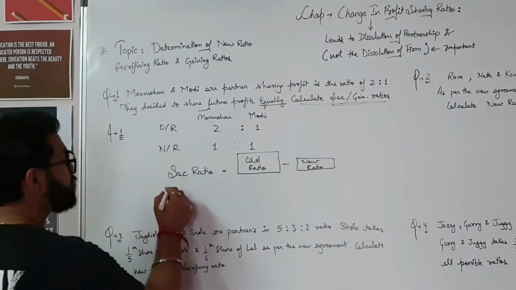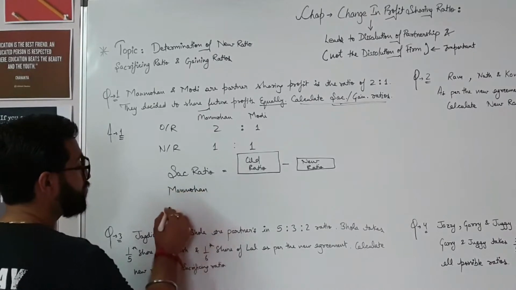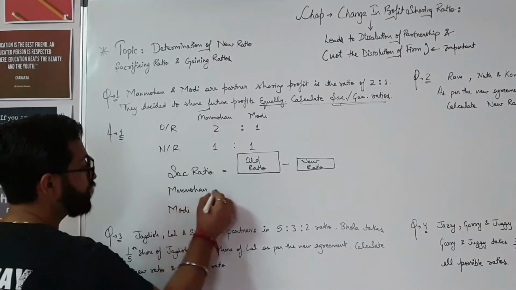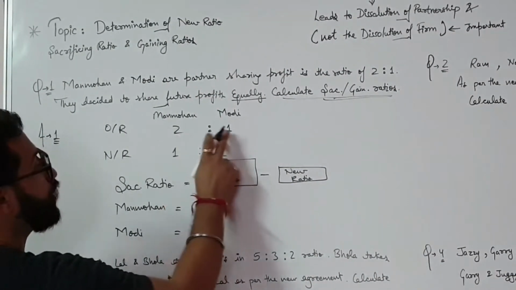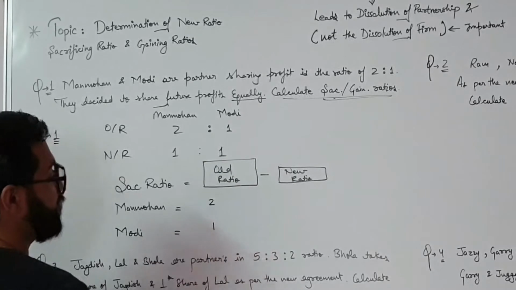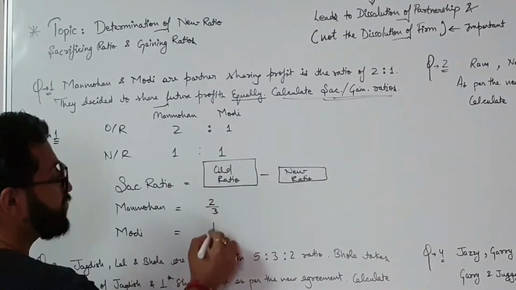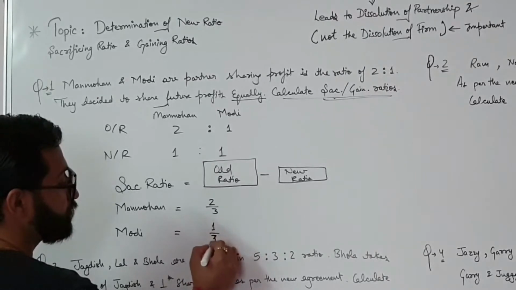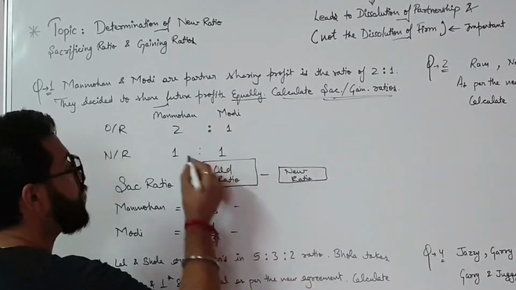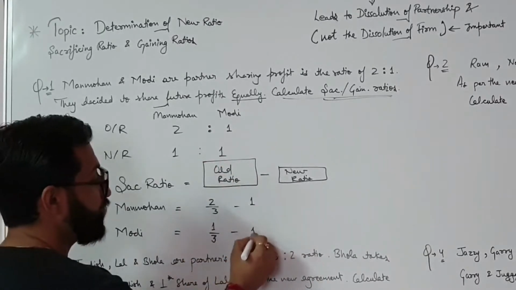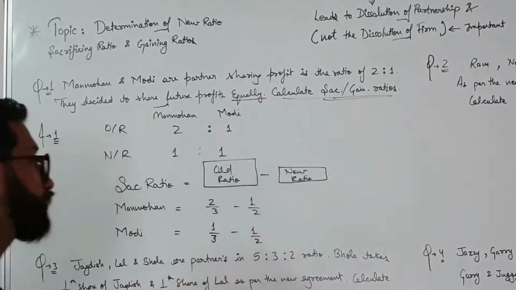So in this case, Manmohan and Modi are the only two partners. In the formula, put the old ratio, which was 2 and 1. Now the total of 2 and 1 is 3. So 2/3, 1/3. Minus, the new ratios are 1 and 1. 1 and 1 equals 2. 1 plus 1 is 2.